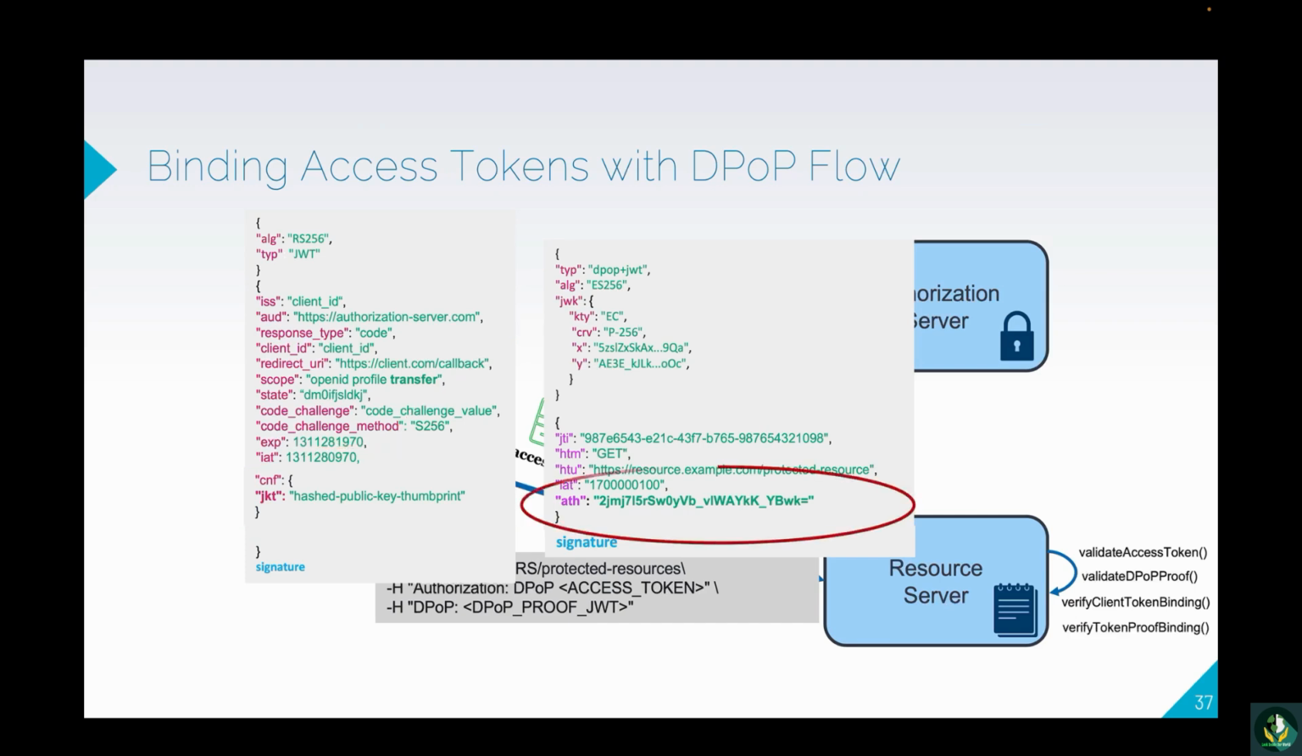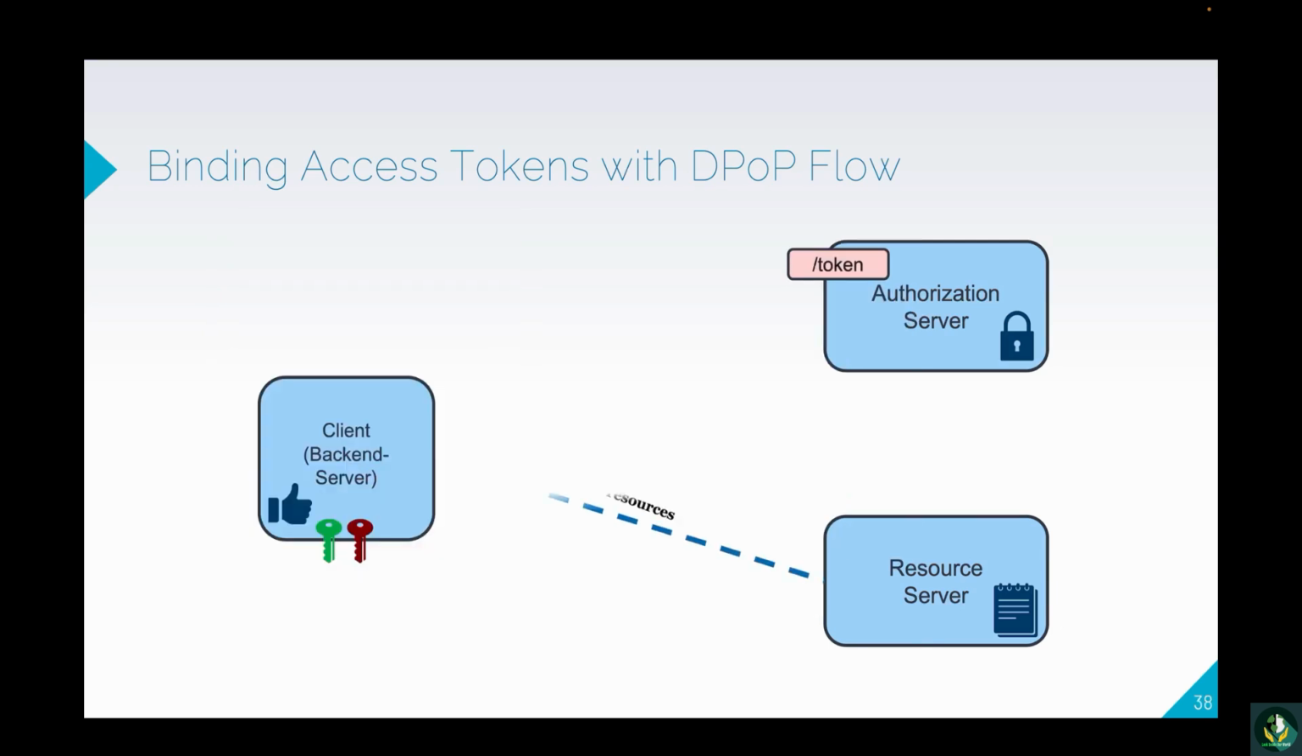Next, the server verifies the ATH claim in the DPoP proof. It calculates a hash of the presented access token and compares it to the ATH value in the proof. This ensures the DPoP proof is specifically bound to the access token being used. If the values don't match, the request is rejected. If all validations are successful, the resource server grants access and returns the requested resources to the client.